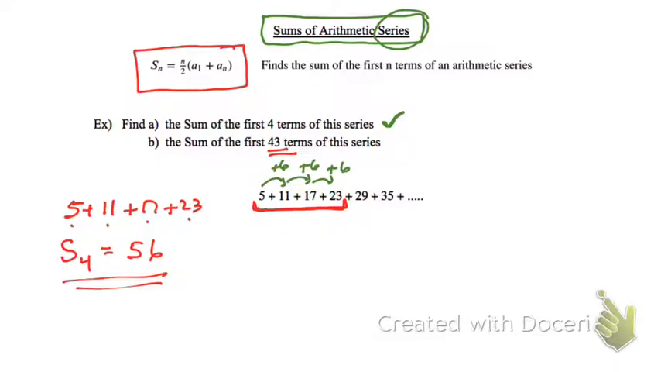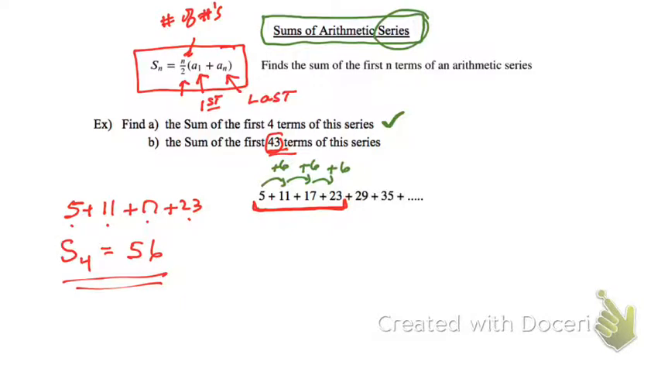S sub n equals n over 2. Now remember what n is. n is the number of numbers you are adding. So you're adding up 6 numbers, 20 numbers, 43 numbers. We're going to add up 43 of them. And all we need to know is a sub 1, which is the first number that we add, and a sub n, which is the last number we're going to add.